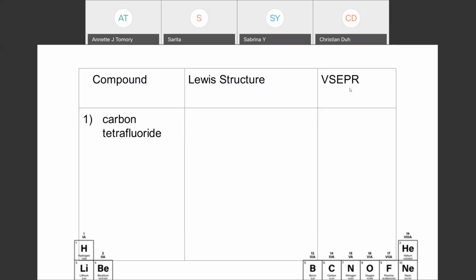So we are working on the Lewis structure into VSEPR structure worksheet that was assigned on May 11th, it sounds like. Okay, so first thing we have to do before we can figure out VSEPR is to determine what the Lewis structure is. So before we can do that, we need to figure out what carbon tetrafluoride is. So what is carbon tetrafluoride? CF4.